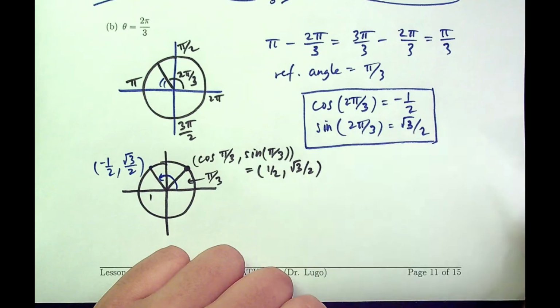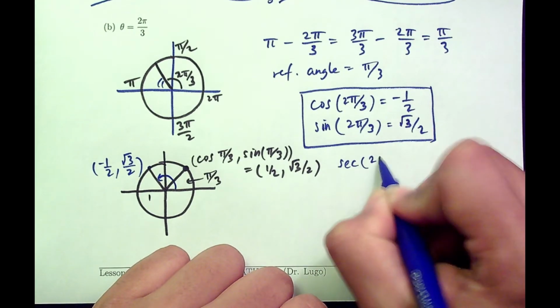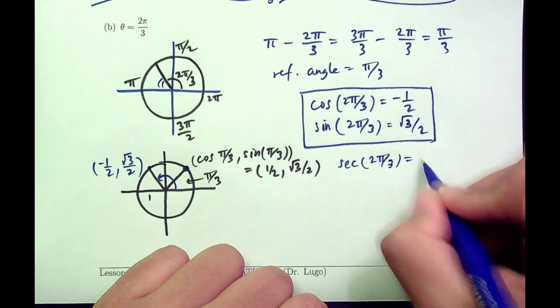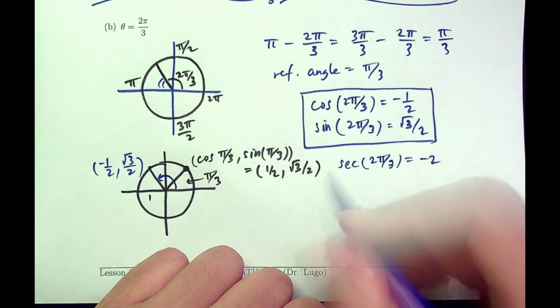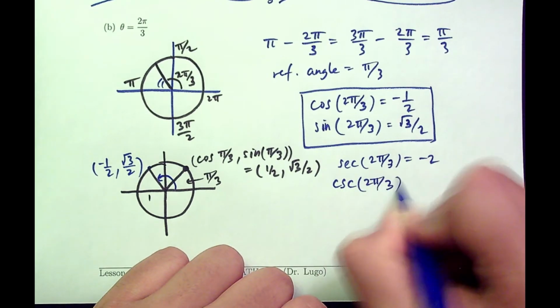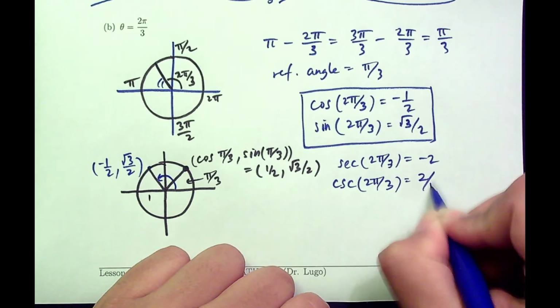The reciprocal of the cosine is secant. So secant of 2 pi over 3 is the reciprocal of that, which is -2. The cosecant is the reciprocal of the sine, so the reciprocal of this, which is 2 over square root of 3.